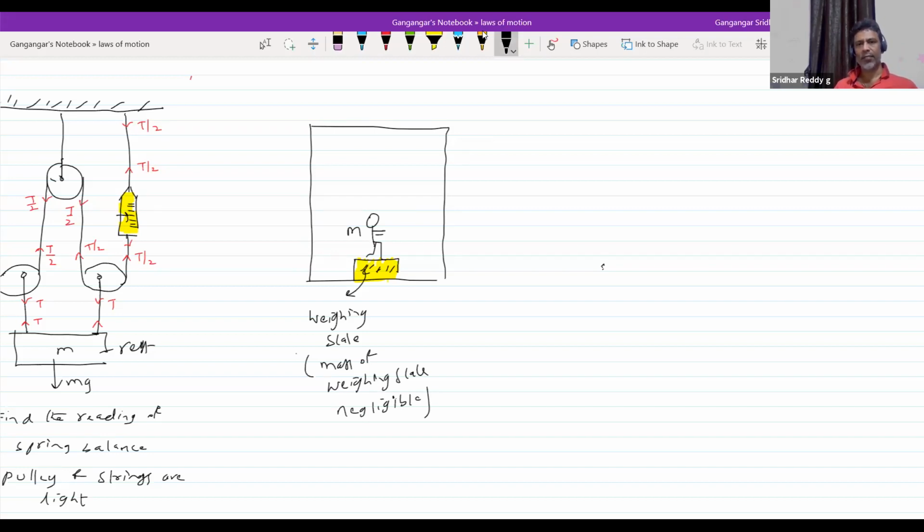So first, let me take a situation: the lift is at rest. What are the forces that will be acting? We have to show it. Here, let me take the free body diagram. The mass of the person, we can show here in the diagram. This is N. What is N? The force exerted by the weighing scale on the person, no? And the weight of the person will act downward. So how does that weighing scale actually work?